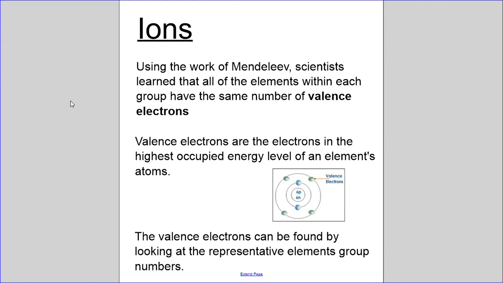So from our work in Chapter 5, going through orbitals and highest occupied energy levels and all that kind of stuff, valence electrons are the electrons in that highest occupied energy level in an element's atoms. So the valence electrons can be found by looking at the representative elements and their group numbers. If we take a look at our periodic table, you'll notice up on the top there are some Roman numerals with the letter A. Those are our representative elements.